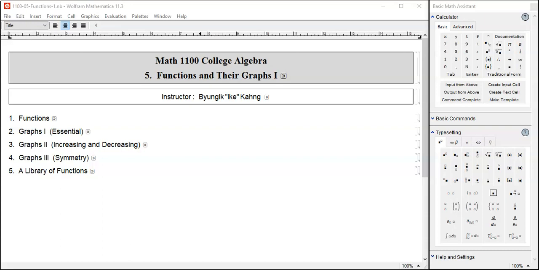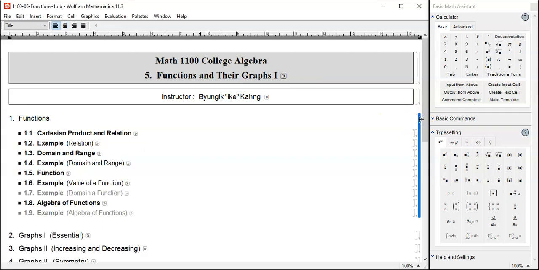Hello Math 1100 students. Now let's begin Chapter 3. Chapter 3 of our textbook is going to be covered by Lesson 5 and 6, Functions and their Graphs 1 and 2. Previously in Chapter 2 we had been studying graphs. Now in Chapter 3 our new focus of attention is the concept of functions.